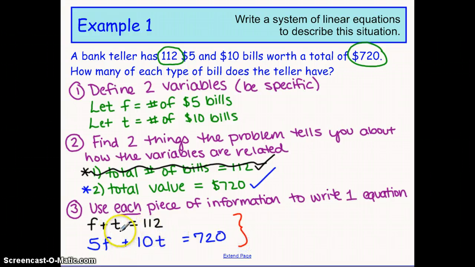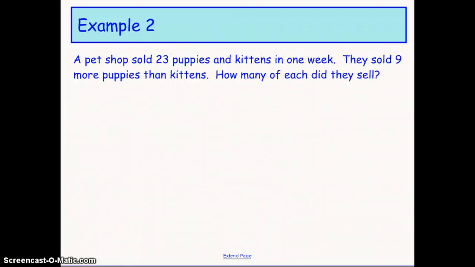They both have an F in them and a T in them, and they both show a different way that F and T are related. So we have a system. And we could take the system and solve it using either substitution or combination elimination, find the value of F and T, and answer this question. We're not going to do this right now because we're just focused on writing equations. What we're going to do is look at another example and see if we can use this same method again.